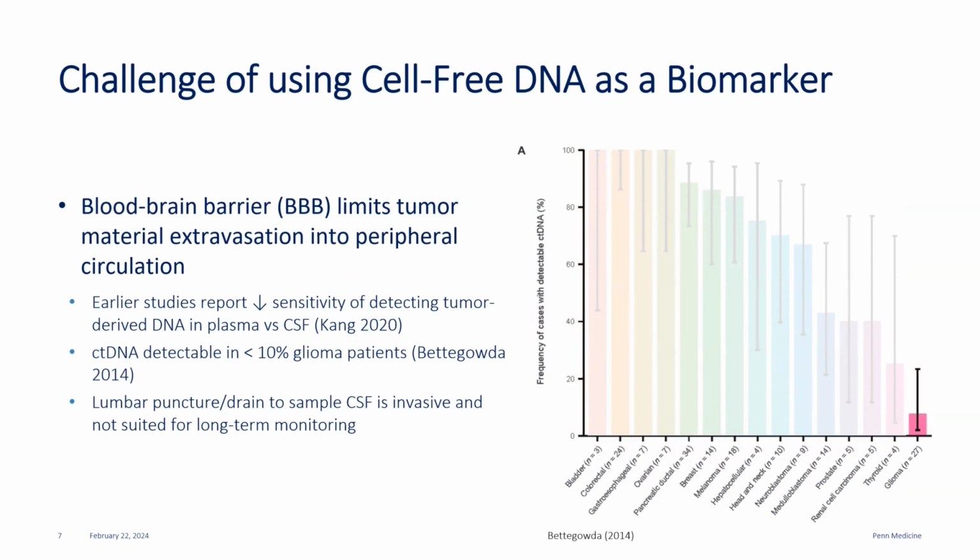A major challenge of using liquid biopsy for brain tumors specifically is that the blood-brain barrier limits tumor material extravasation into peripheral circulation. One study from 2014 claimed that circulating tumor DNA is only detectable in less than 10% of glioma patients. This would imply that there is very little tumor material available in peripheral circulation for biopsy to begin with, and the biopsy will not be very sensitive.